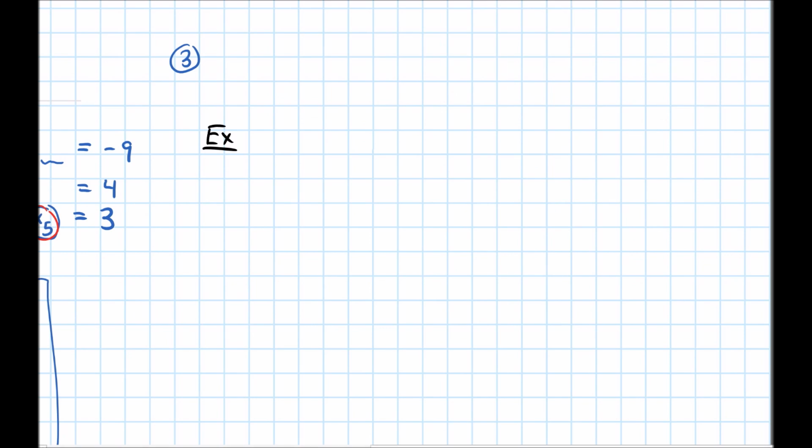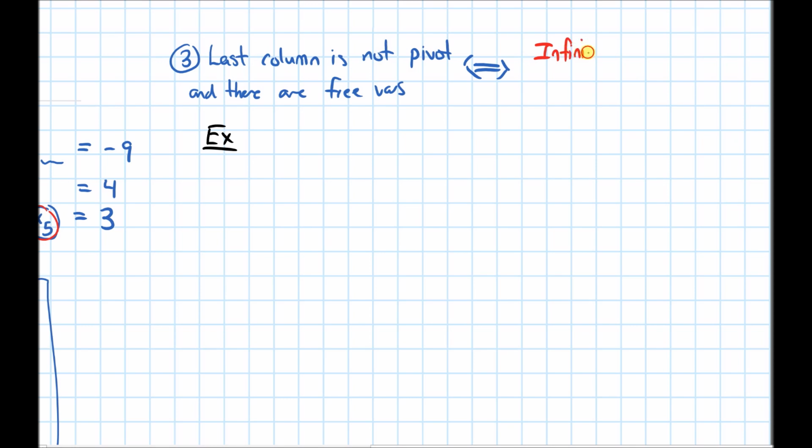So there's one more scenario for what our augmented matrix could look like, and that's if the last column is not a pivot, just like in the second case, and there are free variables. When that happens, it turns out there are infinitely many solutions, if and only if. And we've actually seen an example of this already in the last video, so I'm going to go ahead and just paste that here for us to see.